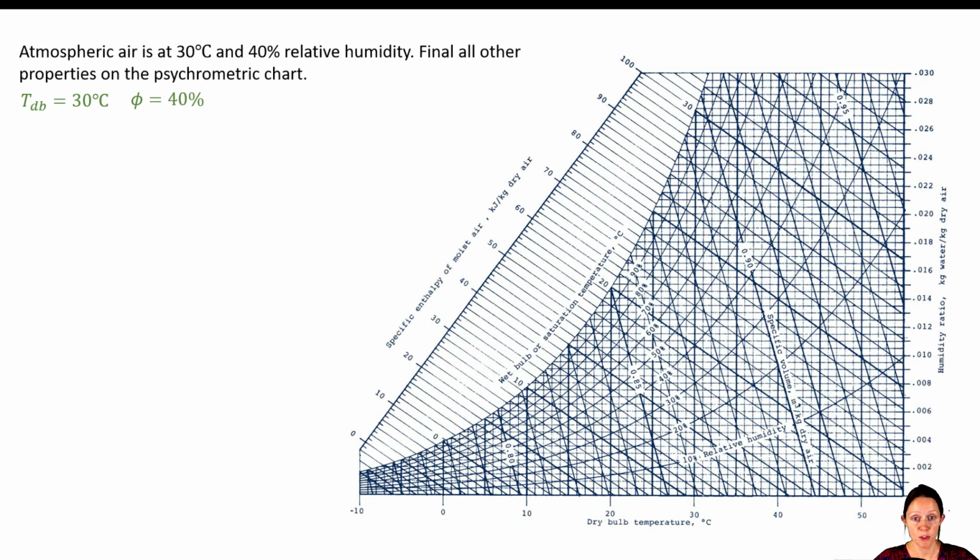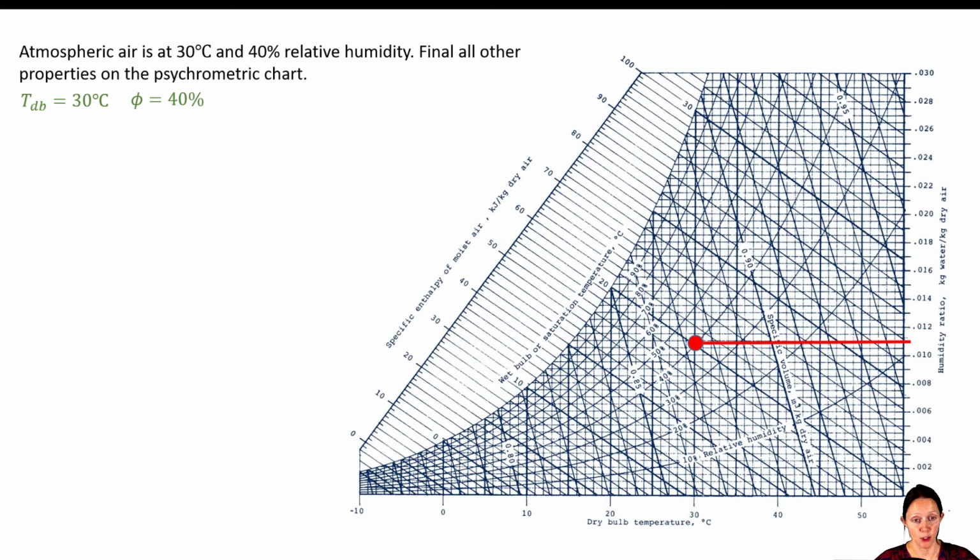So what I have to do is just draw a dot at my location, at my state of the atmospheric air on this psychrometric chart. I've got a line corresponding to a relative humidity of 40%. I've got a line corresponding to a dry bulb temperature of 30 degrees Celsius. And where those come together, that's the state of my atmospheric air. So there's my little dot, and I'm just going to keep my dot there. So let's see what I can find.